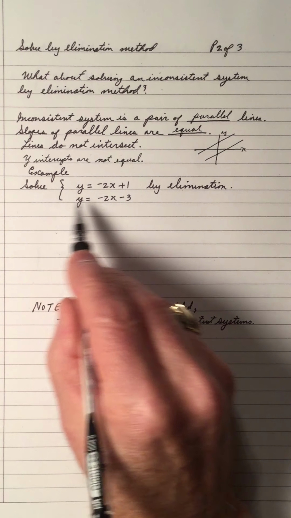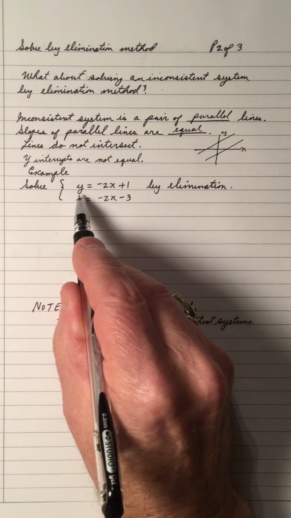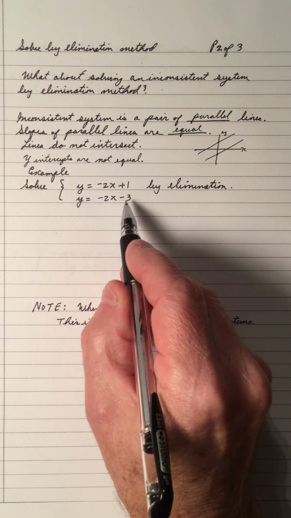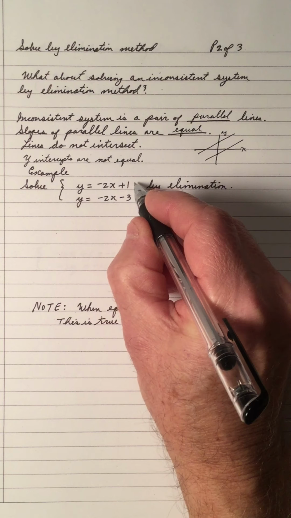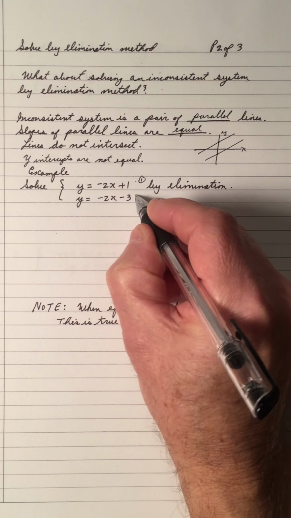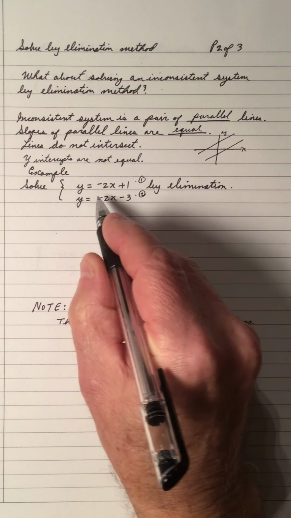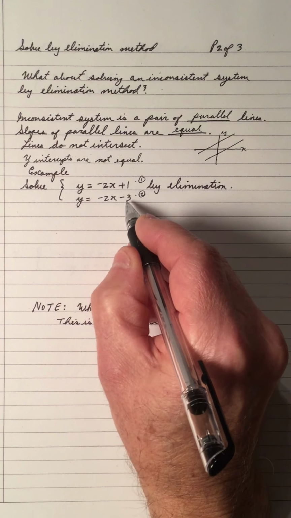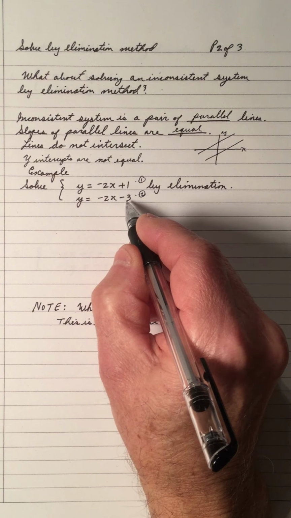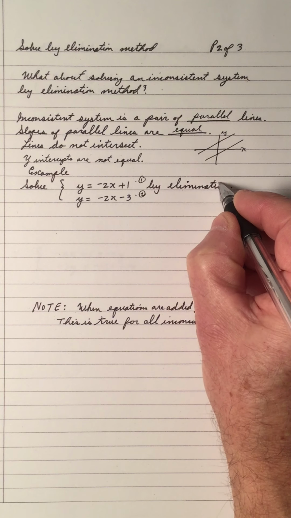So let's look at this example here. We have y equals negative 2x plus 1, y equals negative 2x minus 3. Notice the slope. This is equation 1. This is equation 2. Notice the two slopes are equal, negative 2, and the y-intercepts are different. So these two lines, when we graph them, will be parallel to each other. But what about when we solve them by elimination?